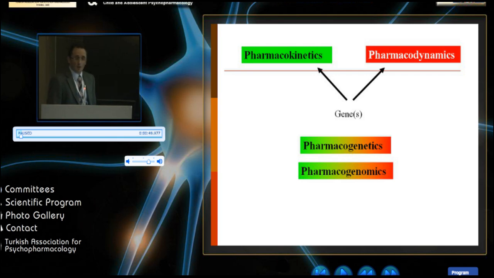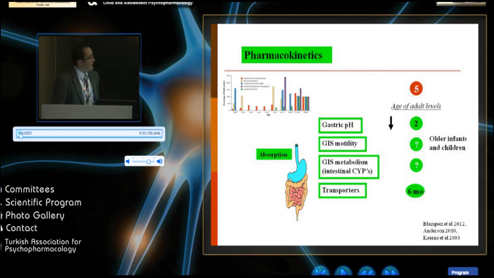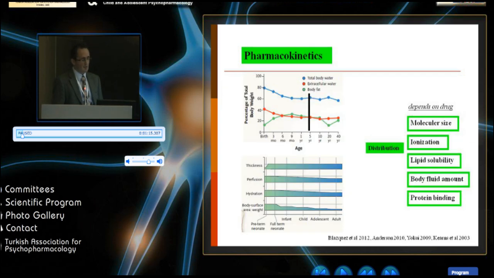Both parts are controlled by the genes. When it's a single gene, pharmacogenetics becomes involved, and if multiple genes are involved, then pharmacogenomics is the name that we give to this process. When you look at normal development among children in pharmacokinetics, we see that absorption starts at the age of 1 or 2, but at the age of 5, it is totally acquired and comes to the level of an adult.